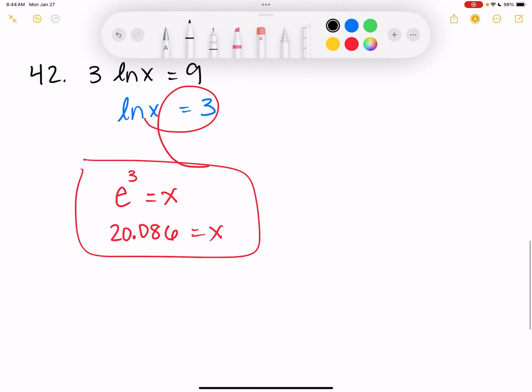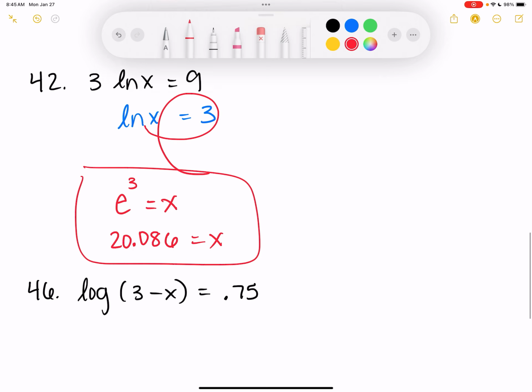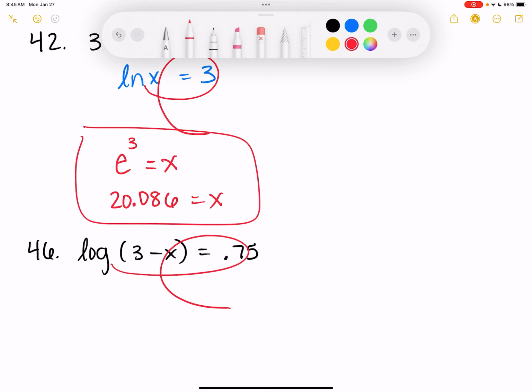46. The log of 3 minus x equals 0.75. So what is the base of this log since it's not written? Yes, 10. I was going to say add a 0. So anytime you have just log by itself, that's always assumed to be base 10. ln is base e. Anything else, they're going to give it to you. So I start down here, loop through. So this is going to be 10 raised to the 0.75 equals 3 minus x.